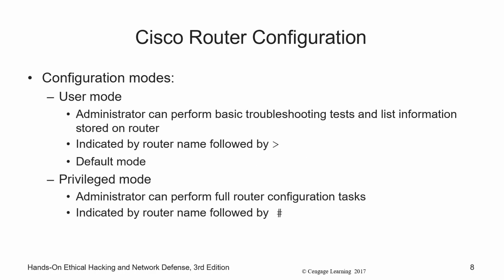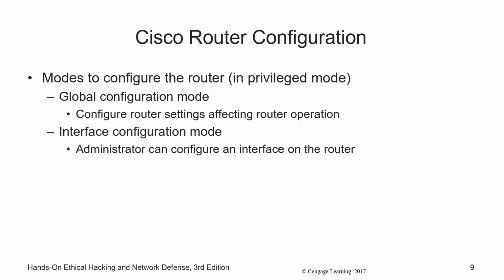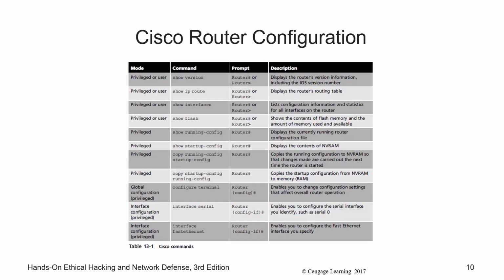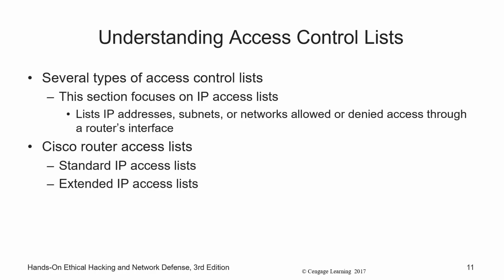There's two modes that we're going to talk about. User mode, basic troubleshooting tasks and tests. You can list information. This is the default mode. And then privileged mode is where you can perform router configuration. Global configuration mode, there's two modes within privileged mode, where you can configure the global settings affecting router operation. And in the interface configuration mode, the administrator can configure any interface on that router. And here's an example of some Cisco commands.